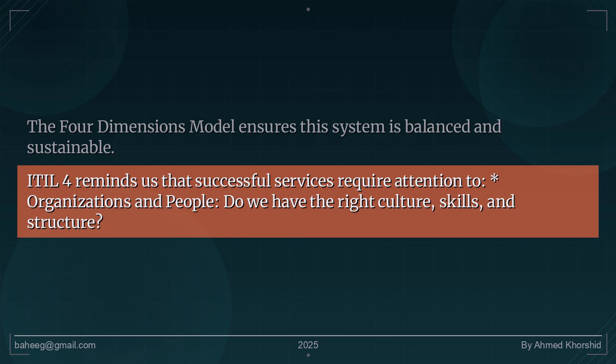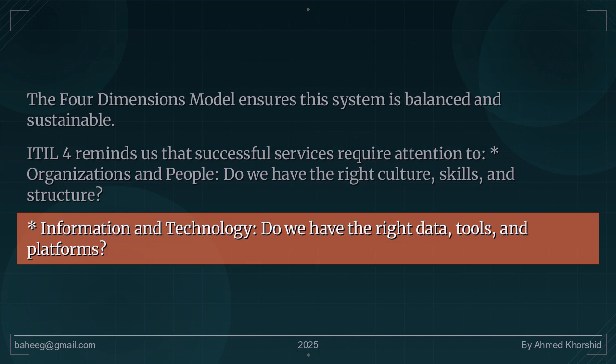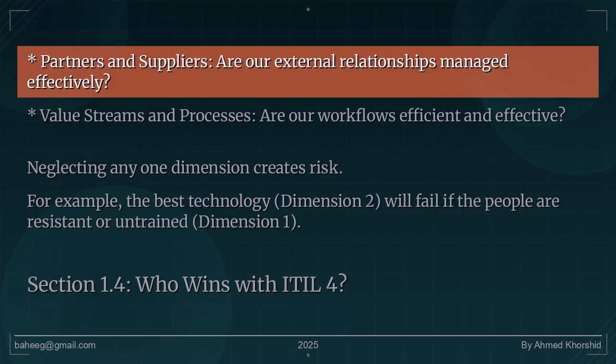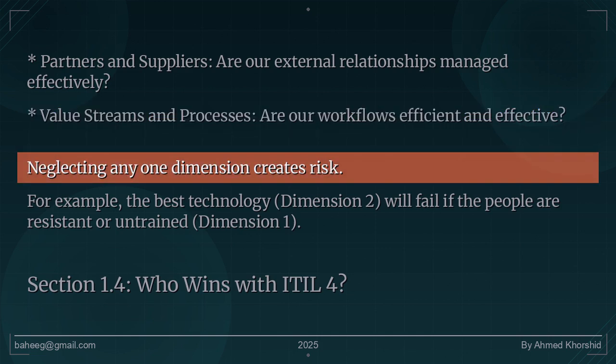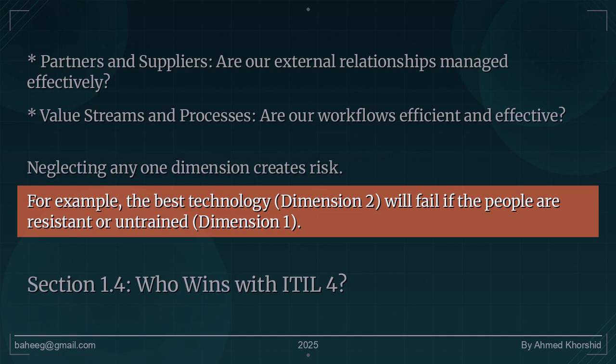The 4 dimensions model ensures this system is balanced and sustainable. ITIL 4 reminds us that successful services require attention to organizations and people. Do we have the right culture, skills, and structure? Information and technology. Do we have the right data, tools, and platforms? Partners and suppliers. Are our external relationships managed effectively? Value streams and processes. Are our workflows efficient and effective? Neglecting any one dimension creates risk. For example, the best technology, Dimension 2, will fail if the people are resistant or untrained, Dimension 1.